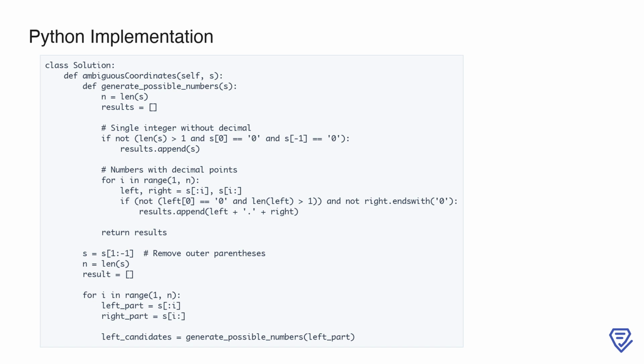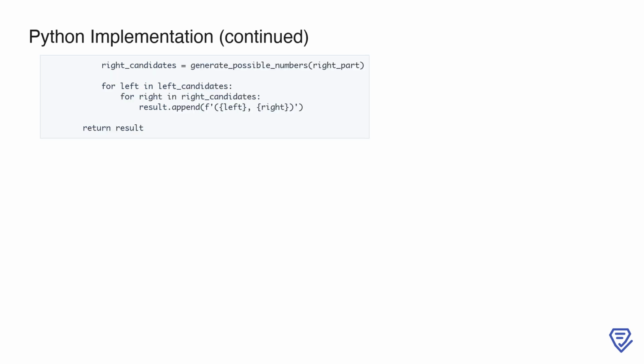After defining this helper function, we proceed to process the input string by removing its outer parentheses. Then, we iterate through potential split points to divide the string into two parts, left_part and right_part. For each split, we generate all possible valid numbers for the left part using the helper function. We then generate all valid numbers for the right part using the same helper function. With both left_candidates and right_candidates prepared, we use nested loops to combine every candidate from the left with every candidate from the right. For each combination, we format these numbers as a coordinate pair in the form (left, right), and add it to the results list.